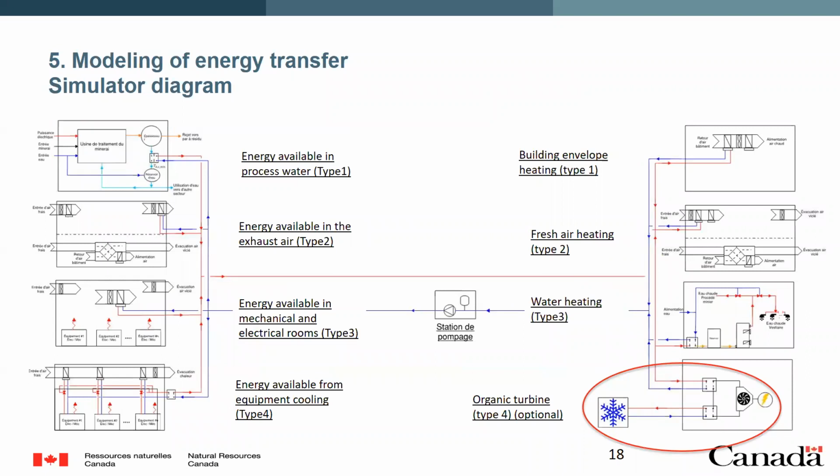With all that together, the idea is to generate this simulator that will be able to integrate all the loads and sources of the mine site to estimate what is the best use of the heat recovery during the year, okay? And maybe there are some applications shown at the bottom right there, in terms of the organic turbine as an option to generate hydro as well.